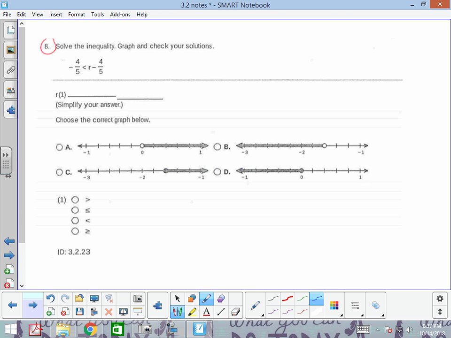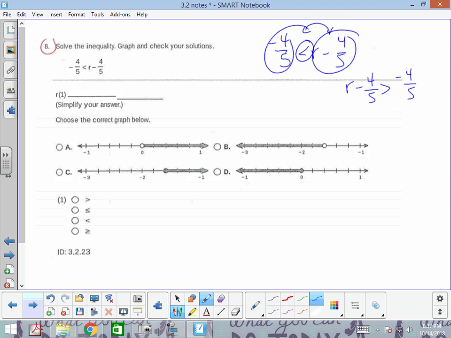There's a bunch of those like this. All right, 6 and 7 are similar to ones we've already done. So number 8, just looking at an inequality with fractions. Again, we're going to flip-flop these two things around. So that's r minus 4/5. Make sure you flip that around also, is greater than -4/5.